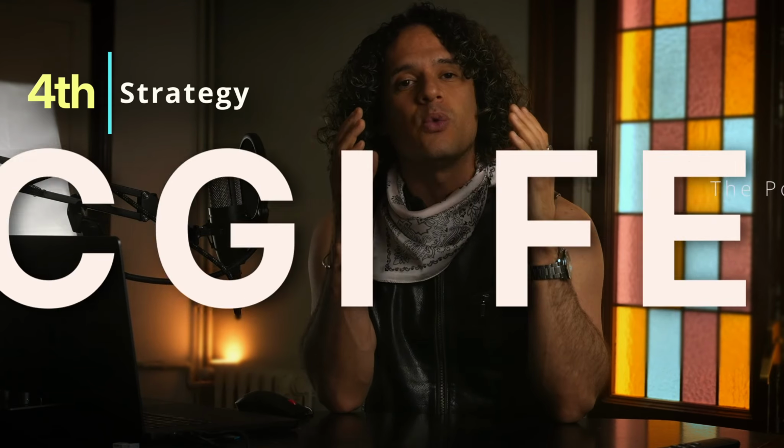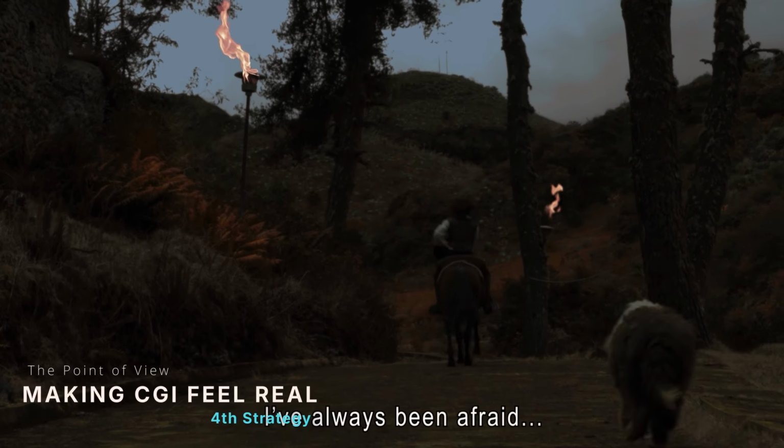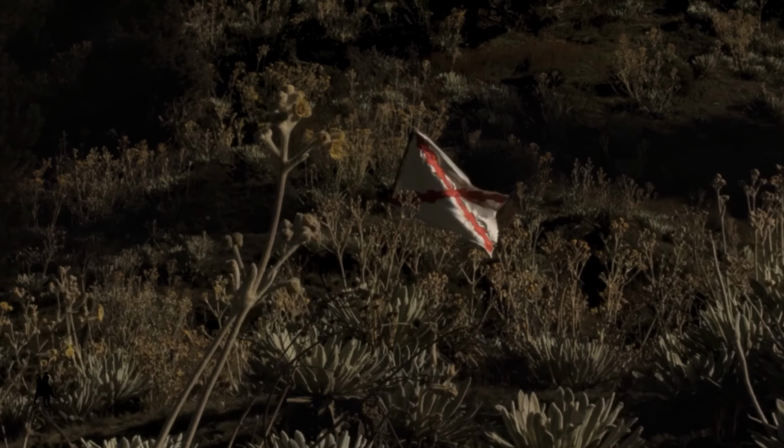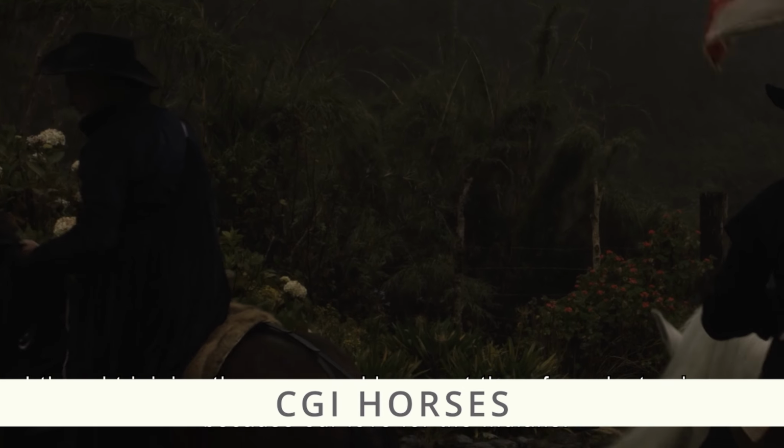And let's go with the fourth one, using point of view to make CGI feel real. In this scene, we first show real horses moving through the environment. This establishes the physical rules of the world. I mean weight, lighting, motion, and scale.